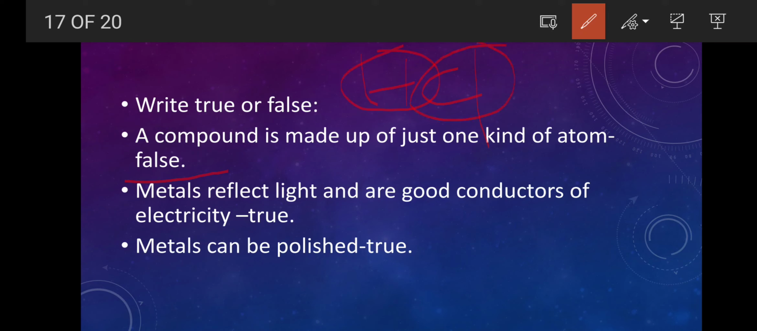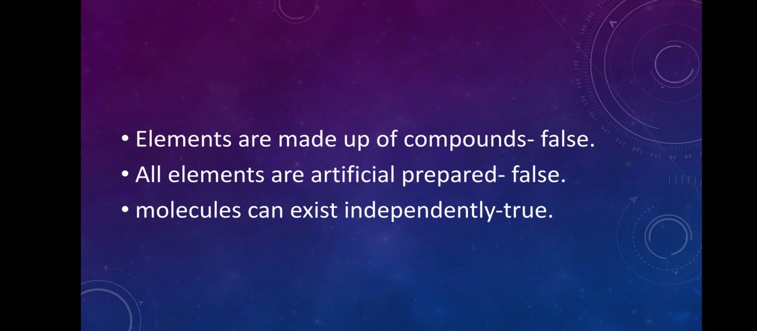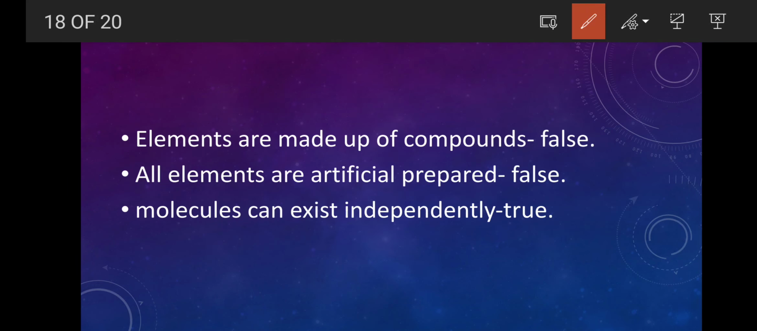Next, metals reflect light and are good conductors of electricity. Yes, it is true. Metals can be polished. Yes, it is true. Okay. Next, elements are made up of compounds. No, false. Elements are made up of what? Atoms. All elements are artificially prepared. No, this is false. Clear? Some are natural elements also.